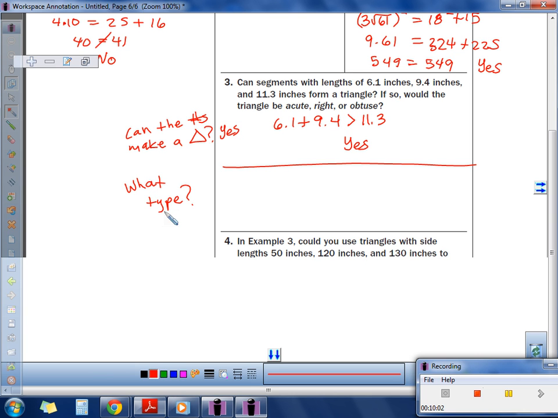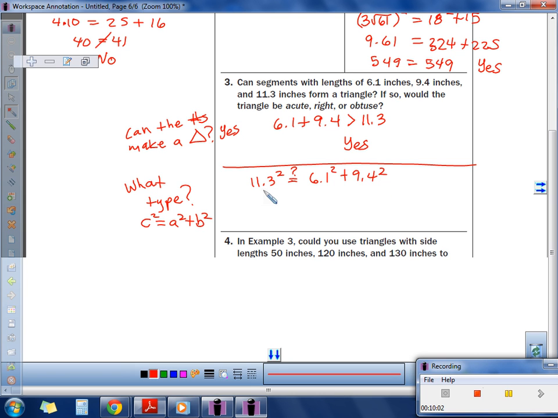Now we've got to figure out what type. When you're dealing with what type, you have to use CAB. If you don't, you won't get it right. Unfortunately, a lot of people think they can just say obtuse, and it's always going to work. They look back at this little trick and try to use that to tell what type, and that does not work. You've got to use CAB. So, C term is our biggest. That's 11.3 squared. We're going to be figuring out this inequality, or if it's equals. And then the other 2 terms are 6.1 squared and 9.4 squared.